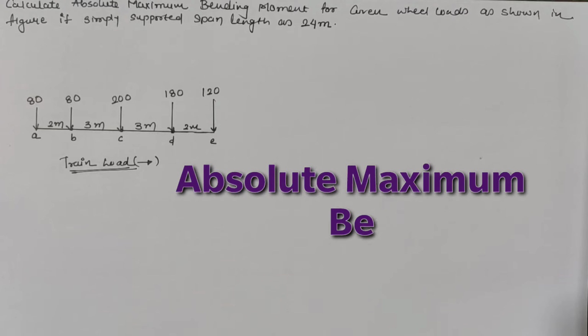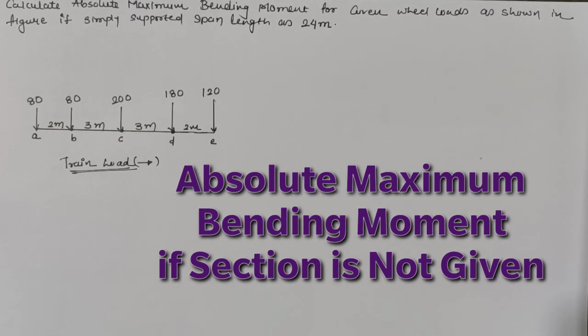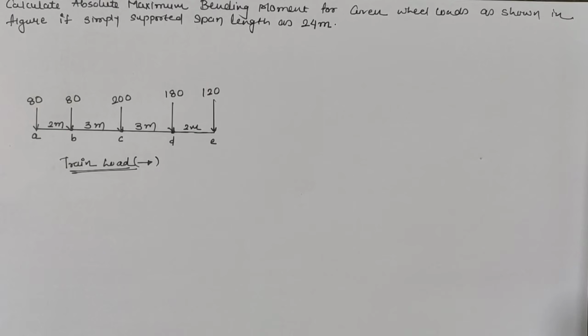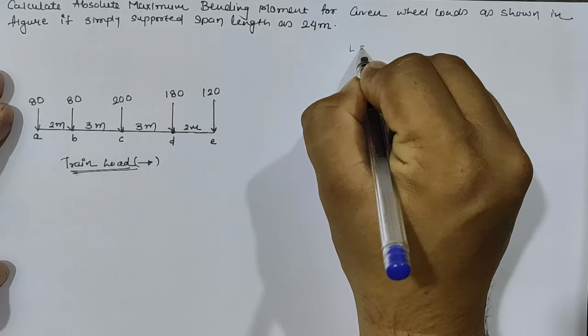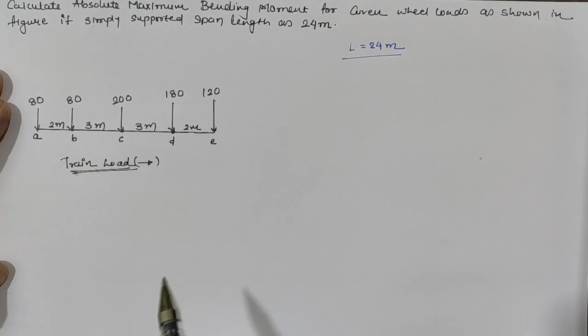Hello friends, today we are going to learn about calculation of absolute maximum bending moment for a given simply supported beam. The load system is as shown in the figure, where 5 train loads are going to be moved on the simply supported span of length 24 meter. It means we have been given the length of the span as 24 meter. We have not been given the section value as x meter, so we have to find the absolute maximum bending moment for this example.